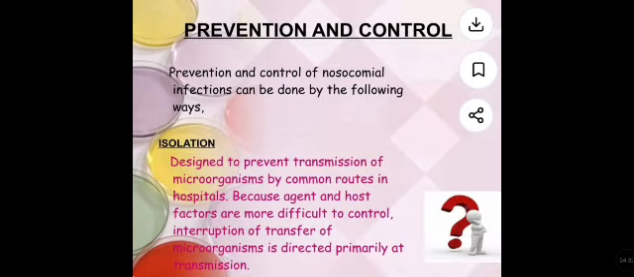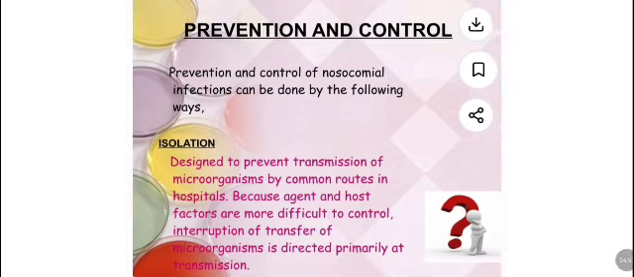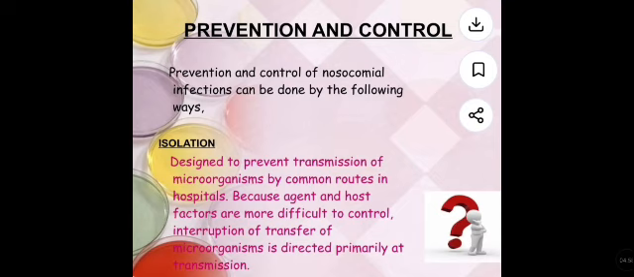Prevention and control. Prevention and control of nosocomial infection can be done in the following ways: isolation, designed to prevent the transmission of microorganisms by common routes in hospitals, because agent and host factors are more difficult to control. Interruption of the transmission of microorganisms is directed primarily at transmission.